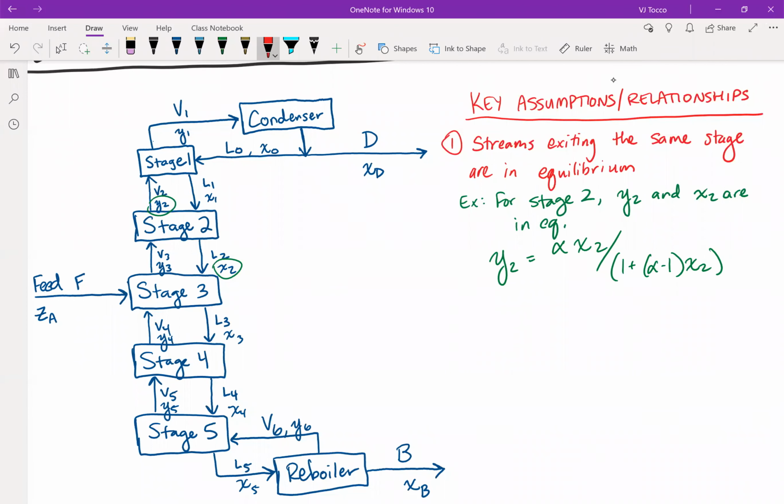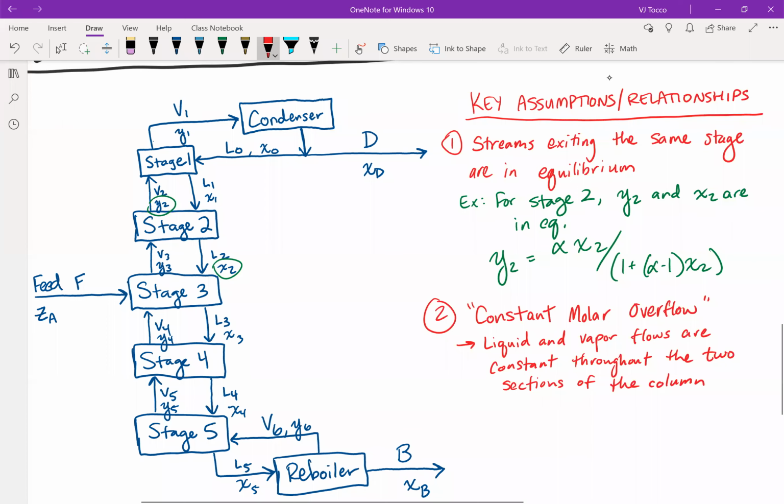All right, the second key assumption that we're going to make is that the liquid streams in the rectifying section of the column are equal to each other, and the liquid streams in the stripping section are equal to each other. So this is one manifestation of constant molar overflow. So this assumption says that liquid and vapor flows are constant throughout the two sections of the column.